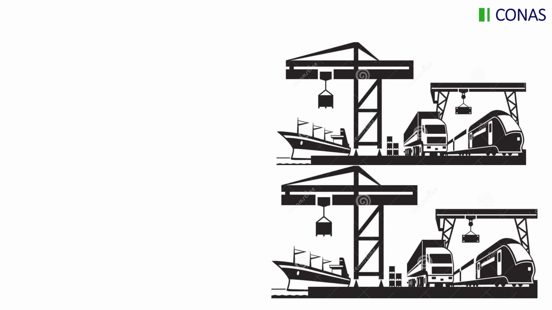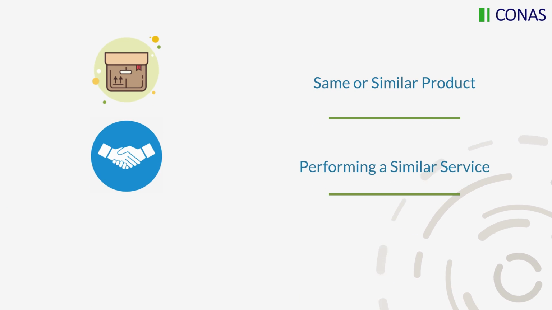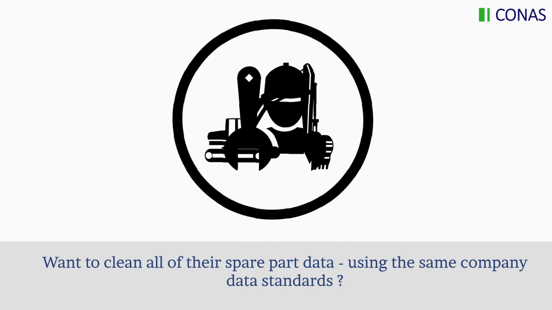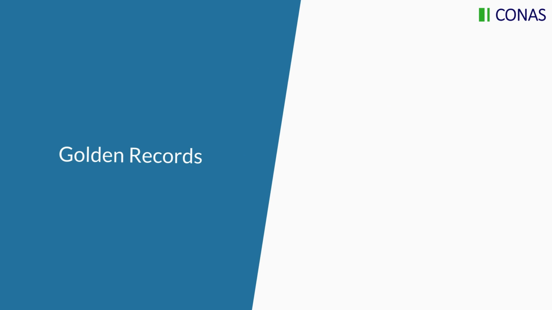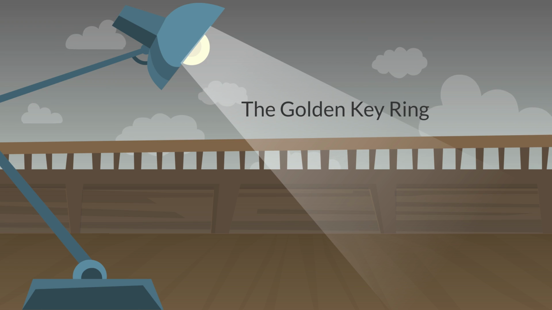But what if your company has multiple entities, all producing the same or similar product or performing the same or similar service, using similar assets or equipment? And you want to clean all of their spare part data using the same company standards. In that case, you will need a standard defining company golden records. These golden records can be linked to the individual entities and the individual manufacturers.